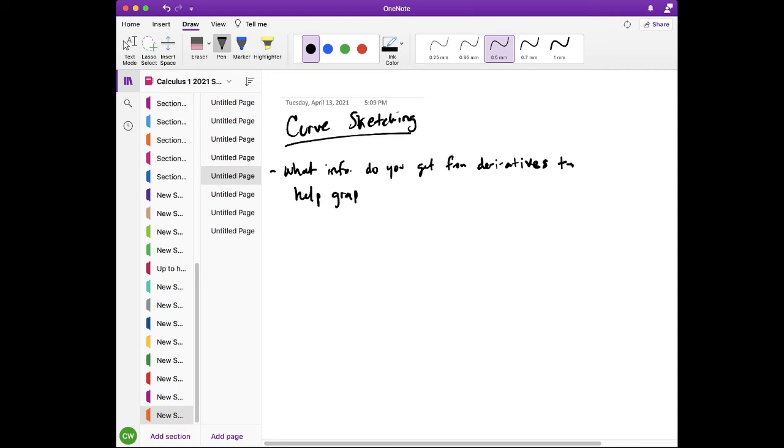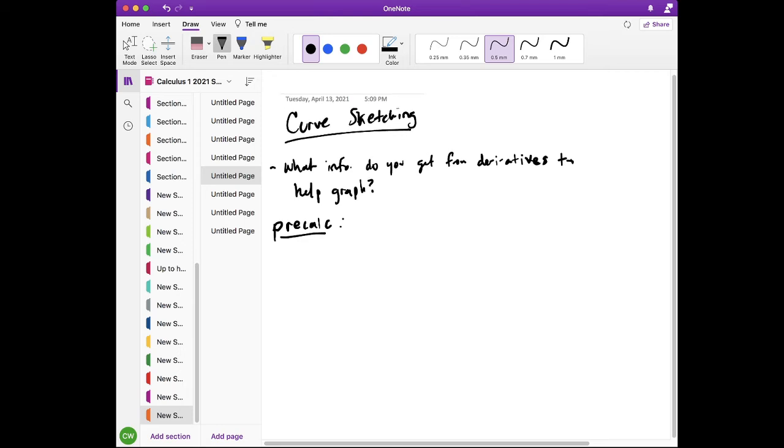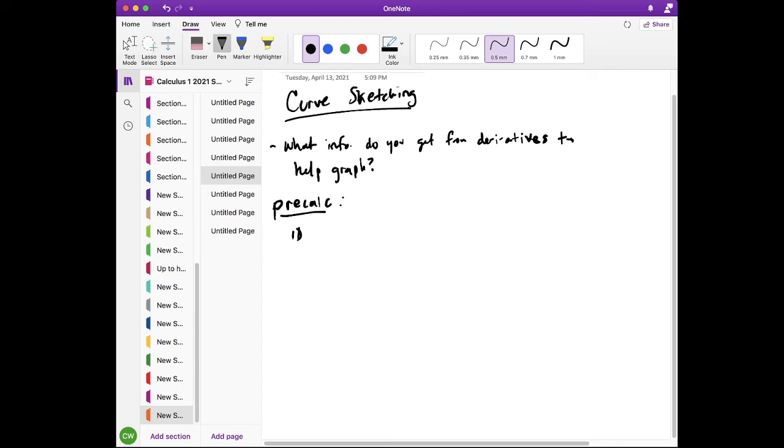Now, someone tell me, in pre-calc, if you did not know anything about calculus before this class, how did you curve sketch? Someone tell me some methods you used to curve sketch. What sort of information did you need? And then we'll see how calculus is giving us more info.